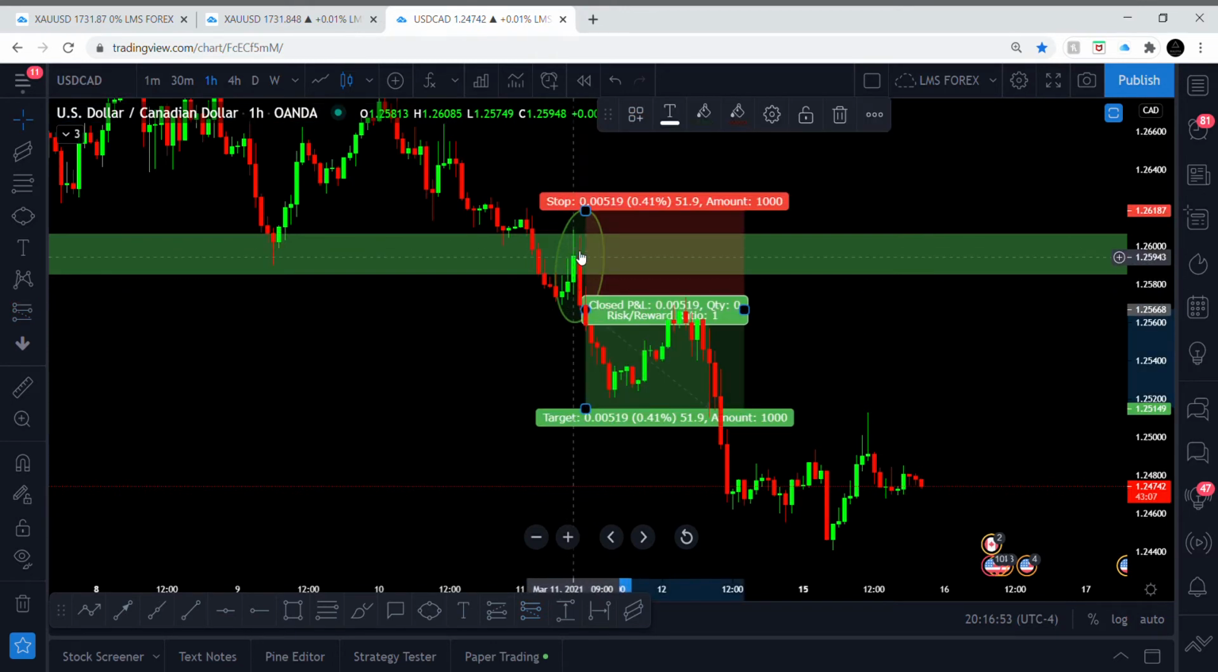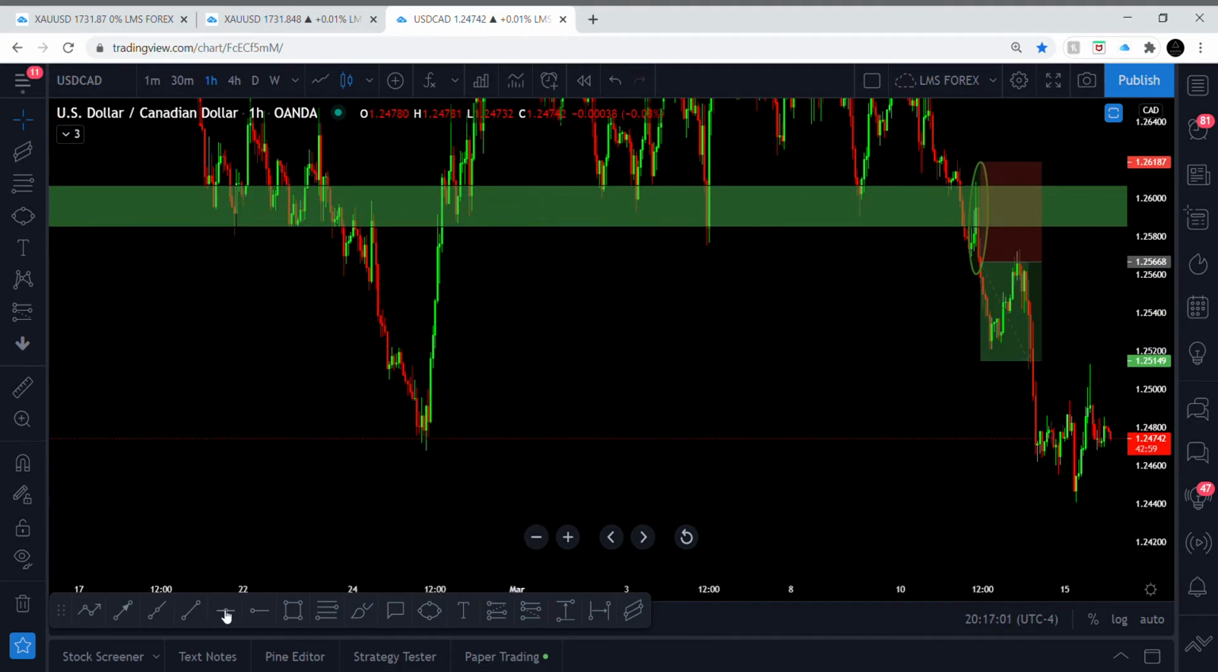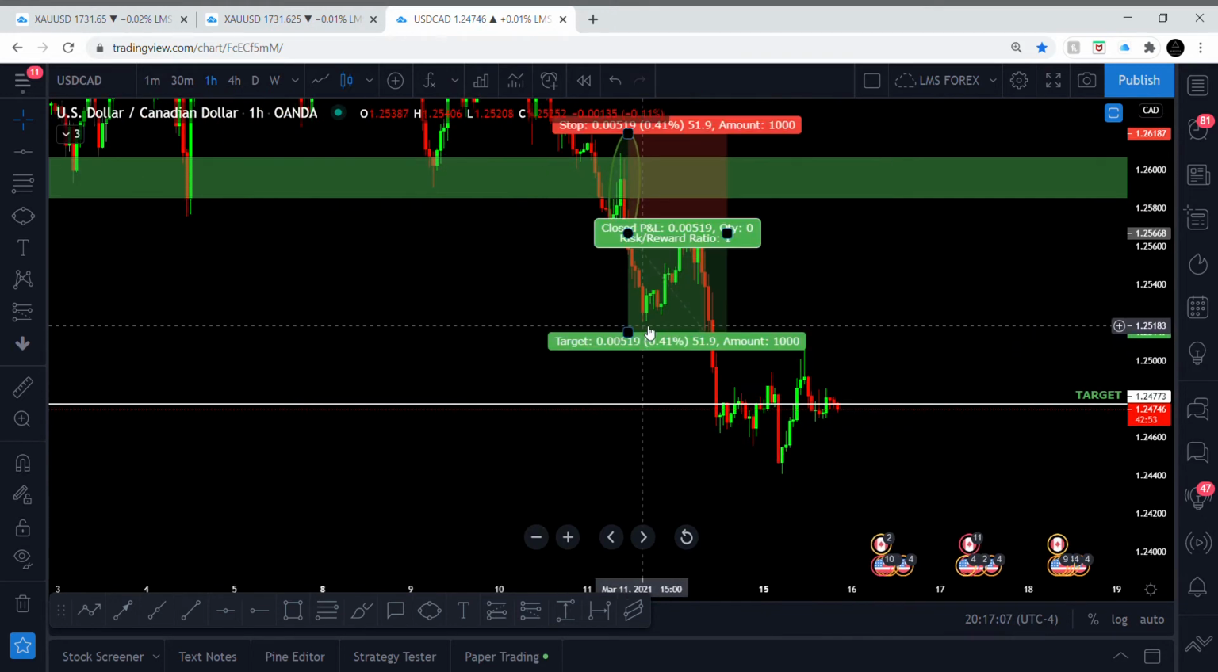I will enter it this way: at the close of the red candle, putting my stops above that wick, and my target will be the next level of support. In this case, this was the next level of support. Okay.